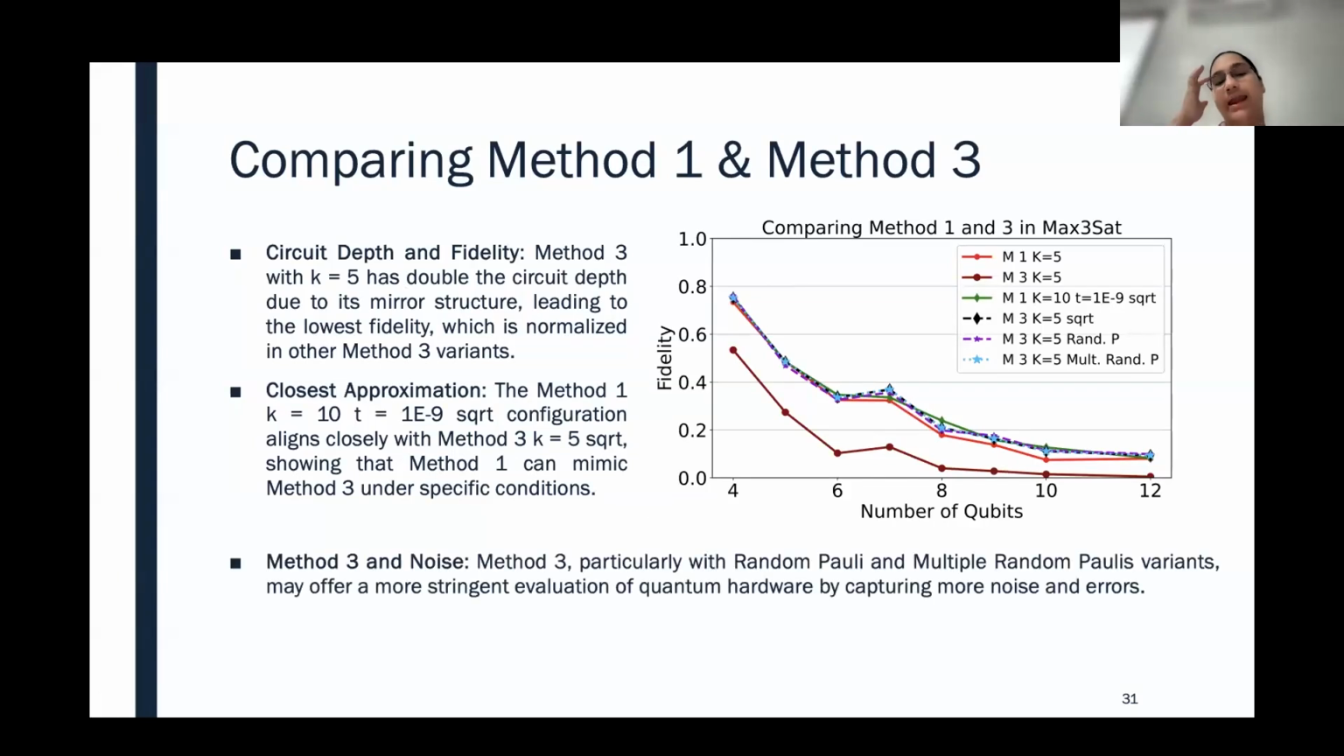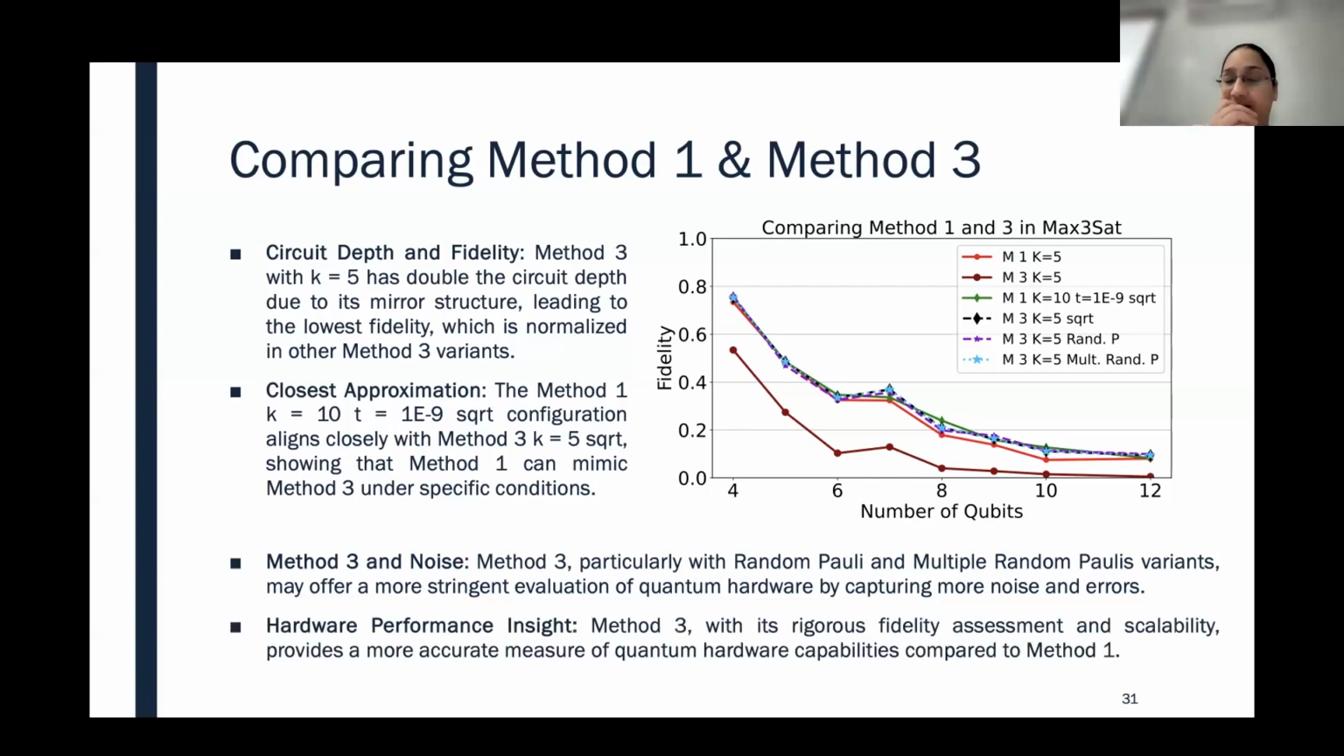Now, method 3, particularly with random Pauli and multiple random Pauli variants, offers a more stringent evaluation of quantum hardware by capturing more noise and errors. So therefore, method 3, with its rigorous fidelity assessment and scalability, provides a more accurate measure of quantum hardware capabilities compared to method 1, while being more scalable than method 1.